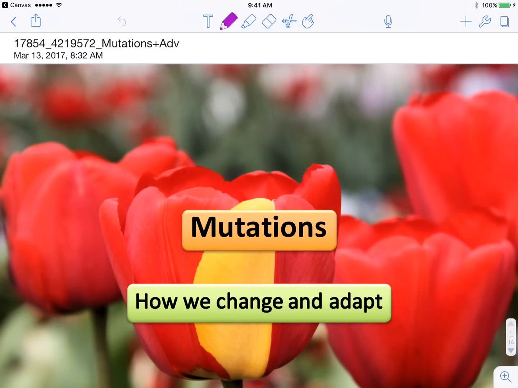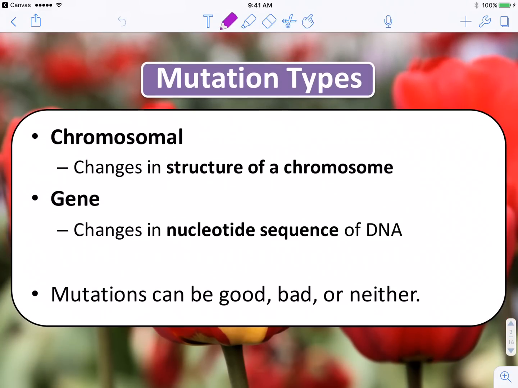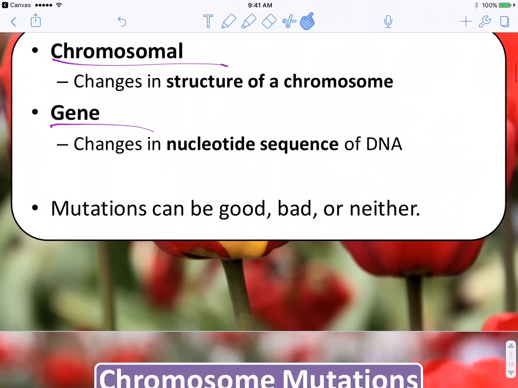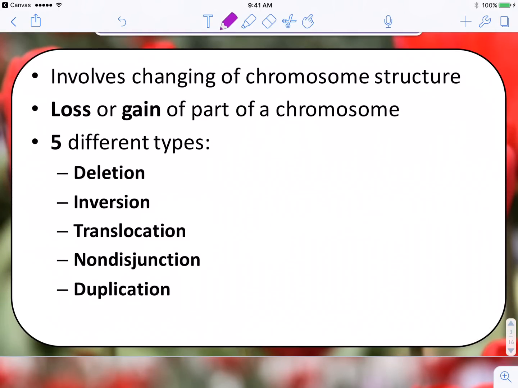Okay, so the importance of protein synthesis is that not only does it make you, but if DNA changes happen while the DNA is being copied, these cause mutations, and the mutations cause differences in protein synthesis, which causes differences in life. So mutations happen on two different levels, chromosomal and gene. First we're going to take a look at the chromosomal mutations, and then we'll look at the genes. There's 5 types of chromosome mutations: deletion, inversion, translocation, non-disjunction, and duplication.